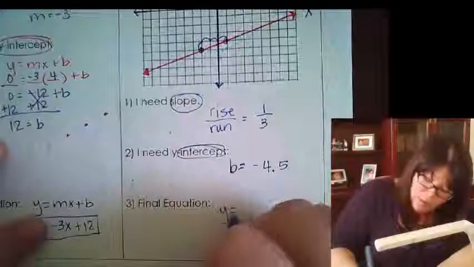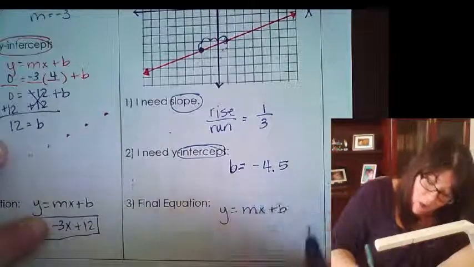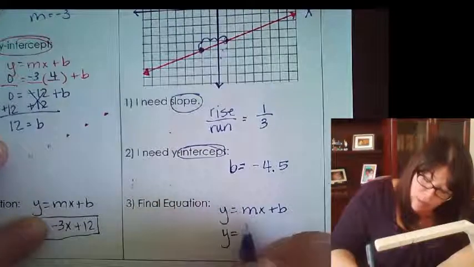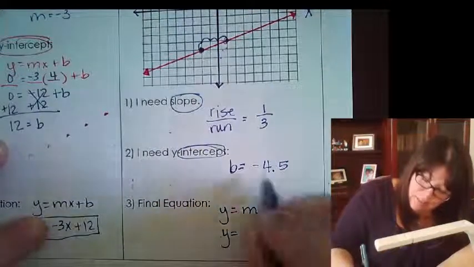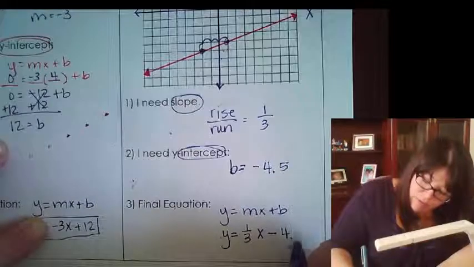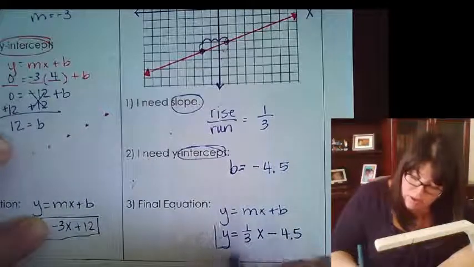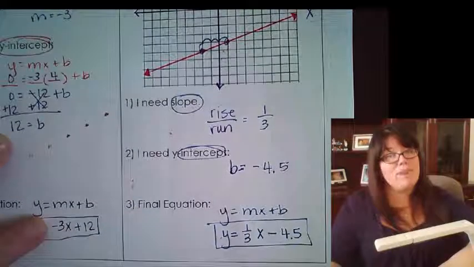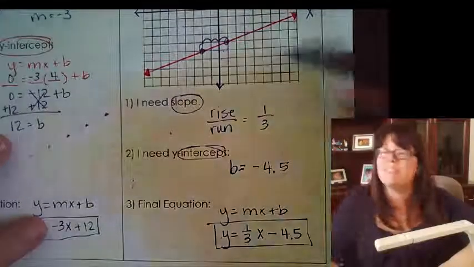Now our final equation, y equals mx plus b. y equals m, we said, is 1/3 times x. b is -4.5. And there you have it. You have the equation of the line that you graphed.